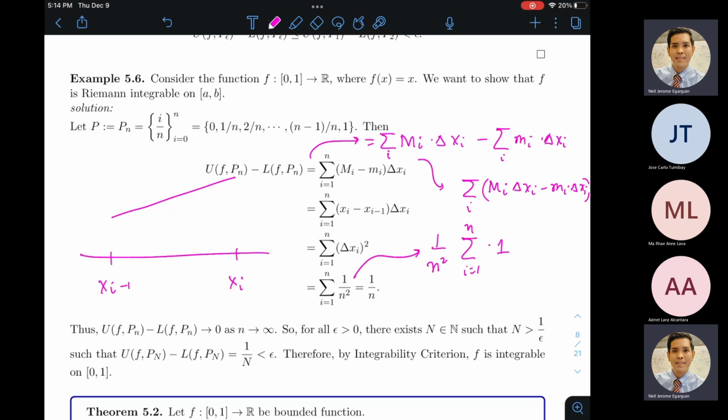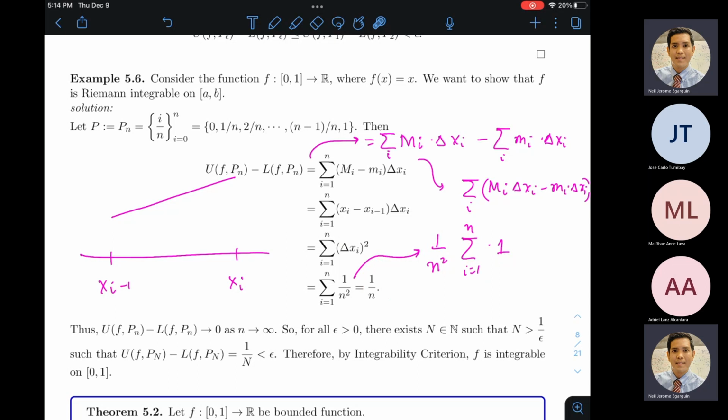So magkakaroon na lang tayo ng summation ng 1 starting from 1 until n. So ibig sabihin dito, nagsasum up lang tayo ng n na mga 1s. So 1 plus 1 plus 1 plus 1 n times. So this total will be little n times 1 over n squared outside will give us 1 over n.